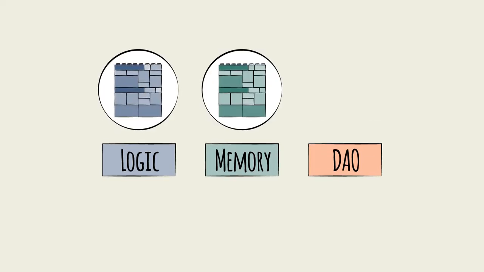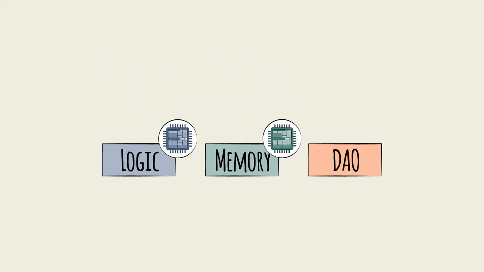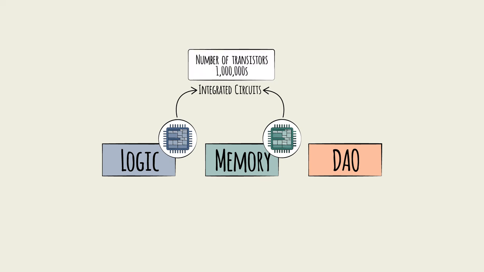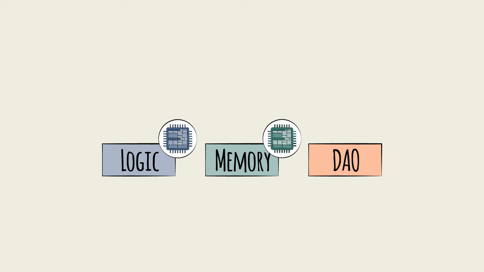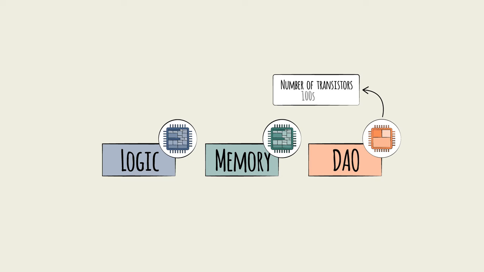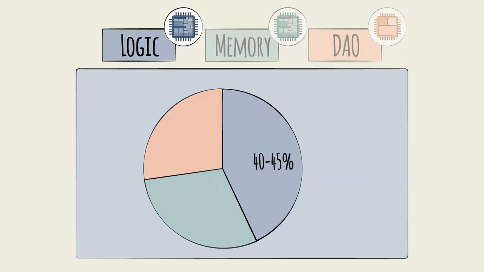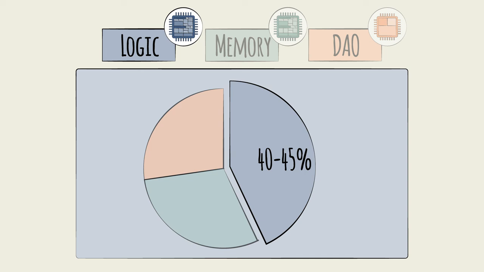Logic and memory chips are more complex, and so are almost exclusively integrated circuits, meaning they involve a complex combination of millions of transistors per chip. Conversely, semiconductors in the DAO group are simpler, often involving a smaller number of transistors, often in the hundreds or thousands. Logic semiconductors, which make up 40 to 45% of the market, are designed to compute logical operations.